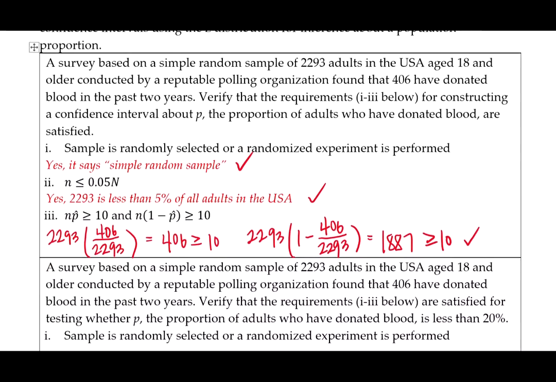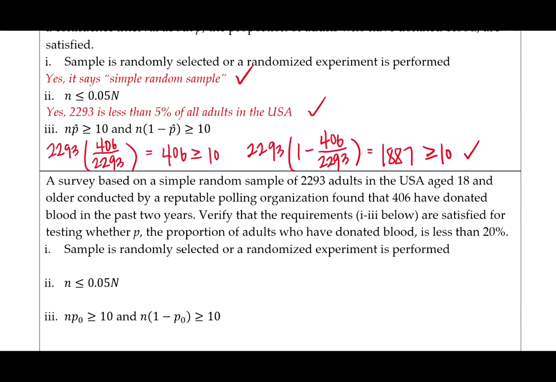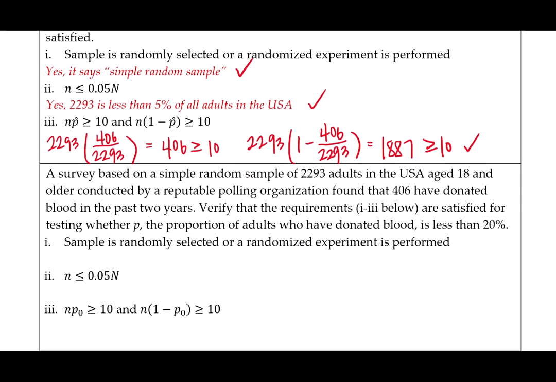Let's look at the next example. This is the same situation, but now it says verify that the requirements are satisfied for testing whether P, the proportion of adults who have donated blood, is less than 20%. So now I'm going to do a hypothesis test. The first condition is exactly the same. I need random data. And so this is still the same thing as it was, which is that I have a simple random sample.